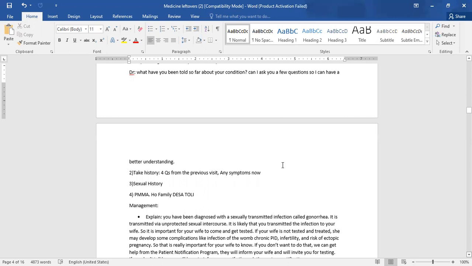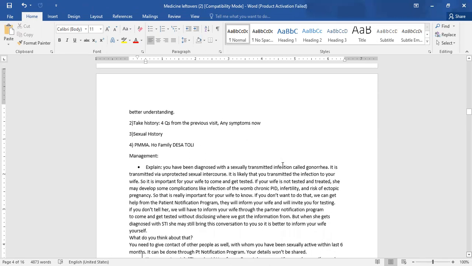Take the sexual history in detail and the rest of the history. And when you are taking the sexual history here, people ask about, when you came back to your country, have you had sexual intercourse with your wife, and was it unprotected sexual intercourse? Okay, does your wife have any symptoms right now? Okay, and then the management part, explain.